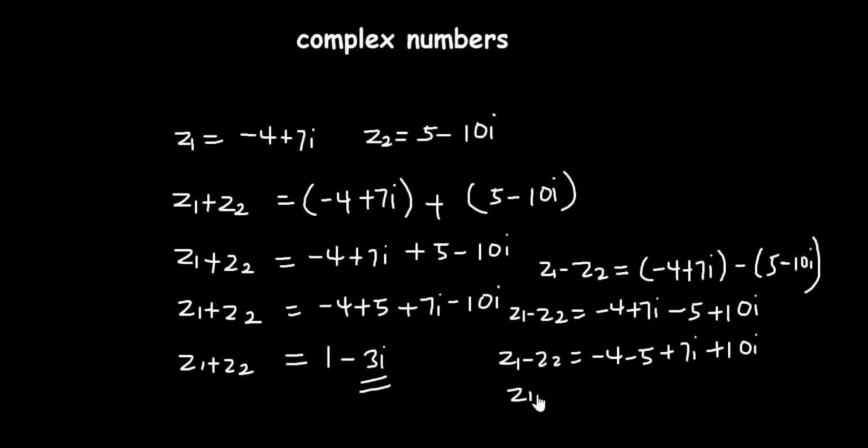So this will give me z1 minus z2 to be equal to minus 4 minus 5, that will give me minus 9. And then 7i plus 10i, that is plus 17i. So this will be the answer. Let's try another example.